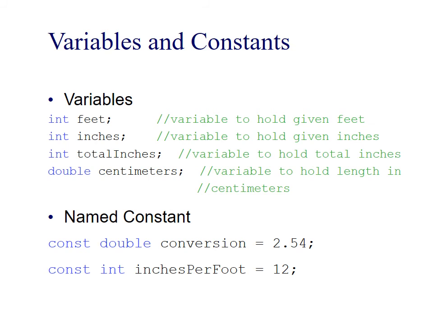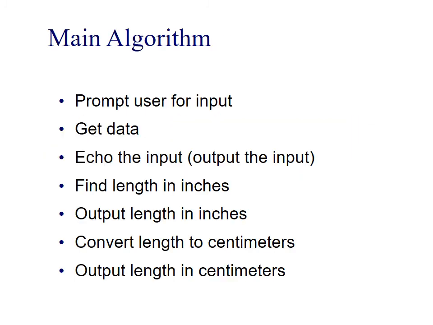These are the variables and some named constants, like conversion values. Sometimes you see dollar exchange rates and those things, which we have to keep constant. We cannot change them. So in those cases, we use the keyword const.